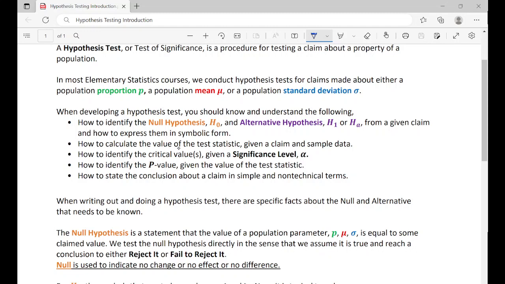How to calculate the value of a test statistic given a claim and sample data. How to identify the critical value or critical values given a significance level alpha. How to identify the p-value given the value of the test statistic, and how to state the conclusion about a claim in simple and non-technical terms, meaning how would you explain it to somebody else in a very simplistic way.